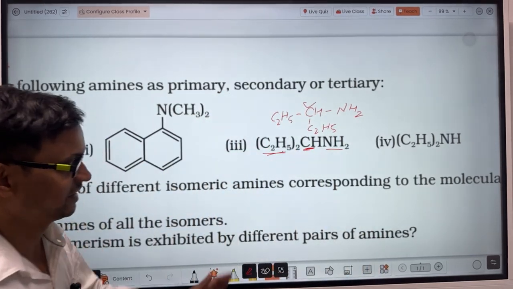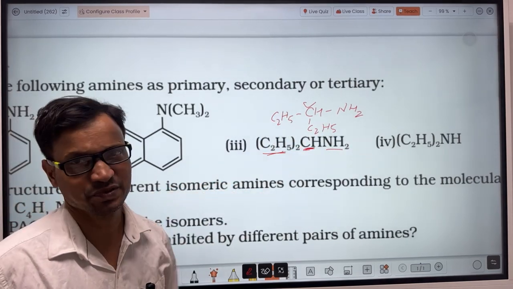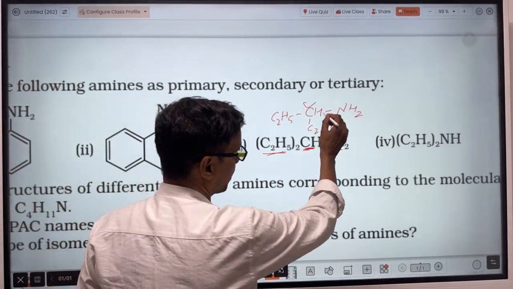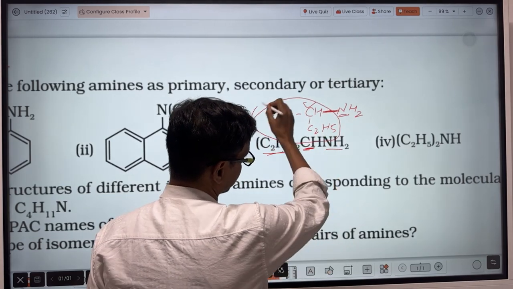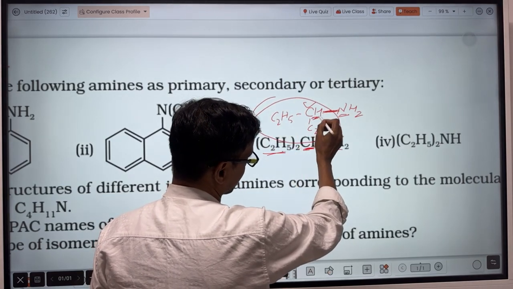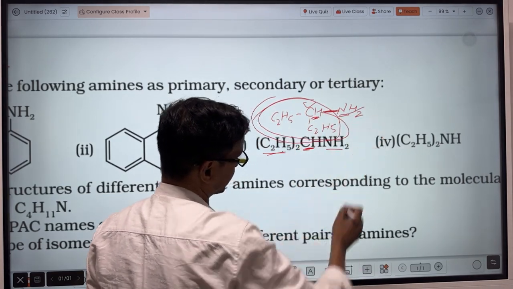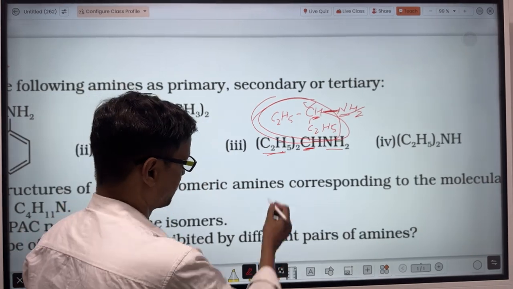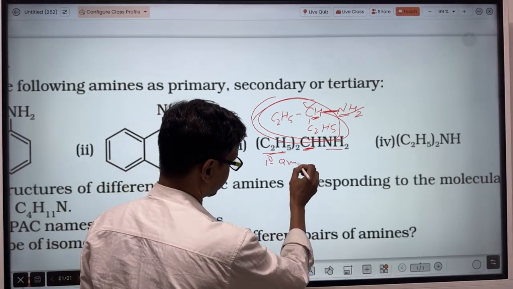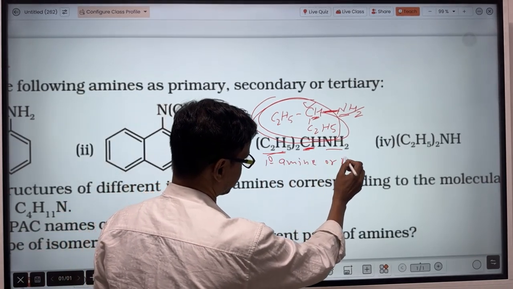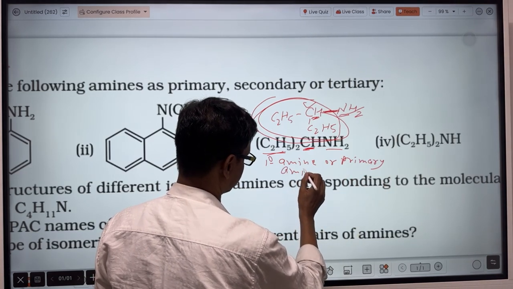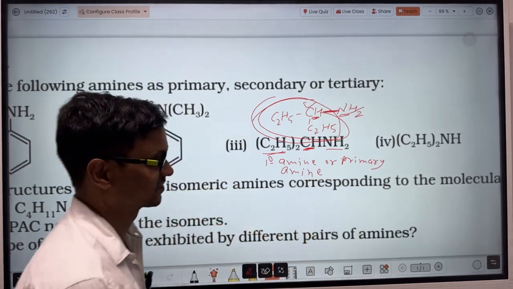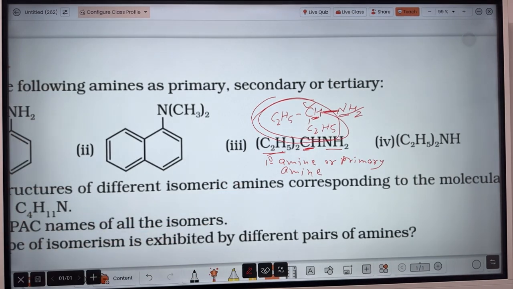But the classification of amine is different from that of haloalkane or alcohol. Here it only depends on how many alkyl groups are bonded. So only one alkyl group is bonded to the nitrogen. This whole is one. Through a secondary carbon atom, one alkyl group is bonded to the nitrogen. That's why it is 1 degree amine or primary amine. Okay, so that is 1 degree amine or primary amine.